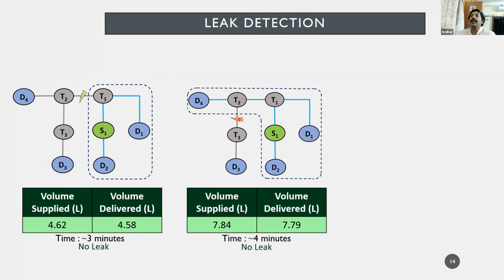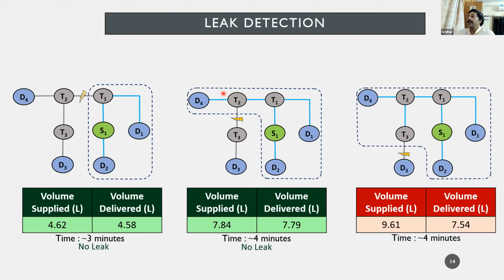Then we isolate this part. I put a valve over here and isolate the connection between T2 and T3. Again, the amount of water supplied is almost the same. So we know the leak is not in this dotted part of the network. And to finally confirm our suspicions that the leak would have to be in between T3 and D3 or in T3, we isolate the tank D3, and then again there's a significant mismatch. So you know the source of the leak has to be in T3.